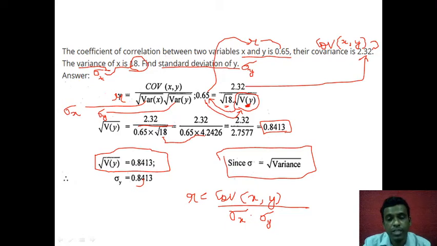0.65 is equal to the covariance of x and y, which is 2.32, and sigma x. They have not given you sigma x, but they have given you the variance of x. So first find sigma x. So what is sigma x? Sigma x is equal to the square root of variance of x, I'll just write V of x.